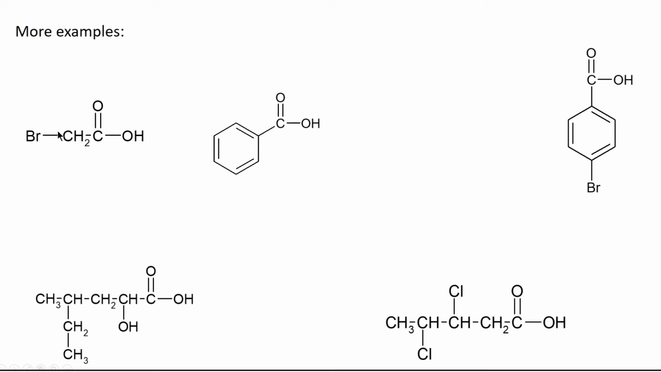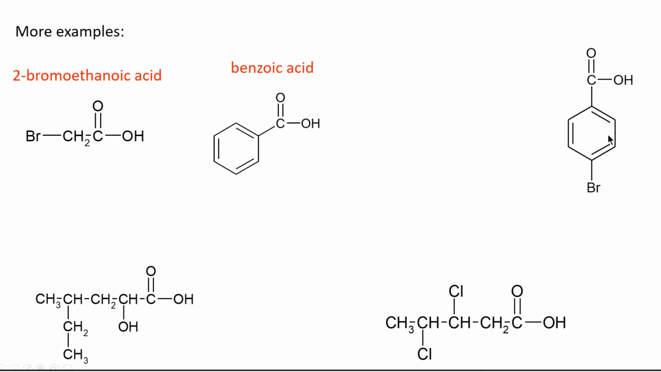Could do a few more examples. 2 carbons with the carboxyl group. This is ethanoic acid with the bromine coming off of carbon number 2. So 2-bromoethanoic acid. Benzene ring with a carbon here. This is going to be benzoic acid.